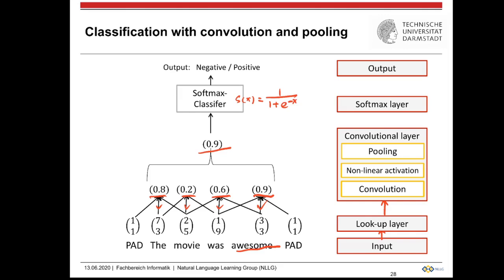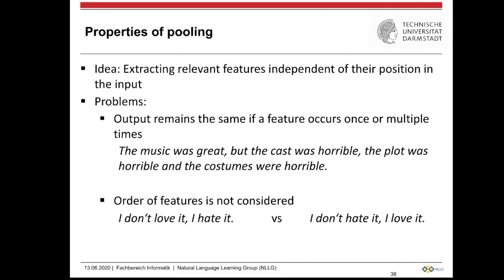And we can see in these examples, the model is most likely to label the sentence, "the movie was awesome," with the positive meaning, right? Now let's discuss the properties of the pooling.